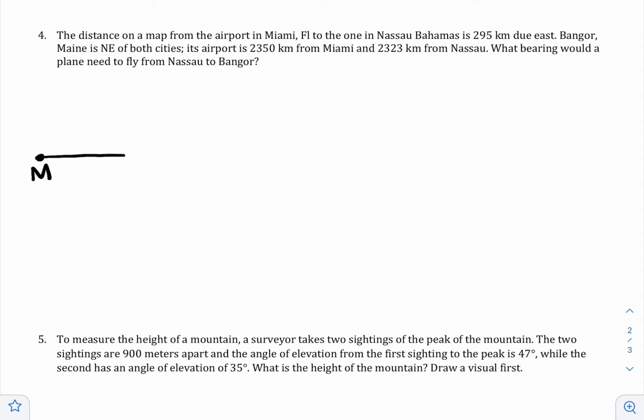And then east is Nassau. I don't think that it's actually directly east, but I guess they're doing an approximation here. It's very close to being east, but not directly, I think. But maybe it is. So Maine is northeast of both cities. That is definitely true. So this is going to be Maine. So northeast would be here.